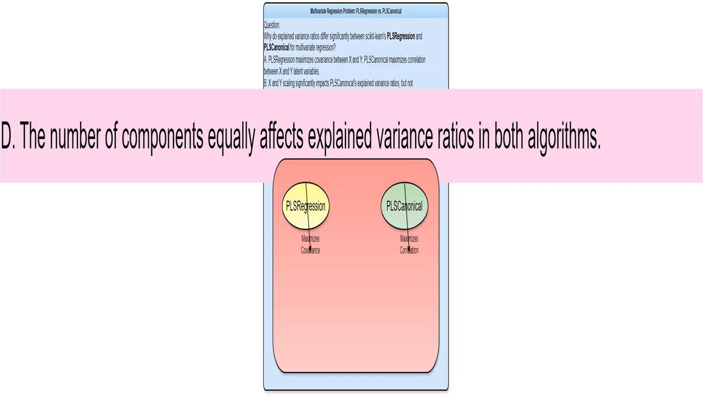PLSCanonical, on the other hand, aims to maximize the correlation between the latent variables derived from X and Y. Correlation is also about how much variables change together. But unlike covariance, it only considers the direction, positive or negative relationship, and not the magnitude. It's more affected by scaling of variables in X and Y.